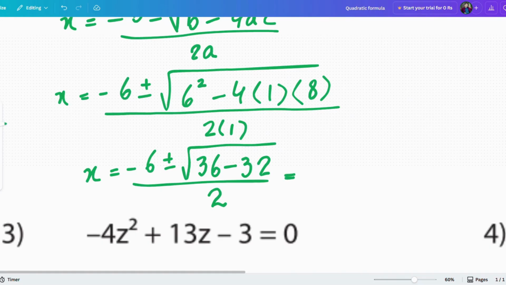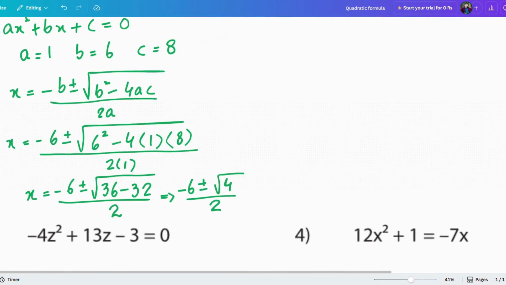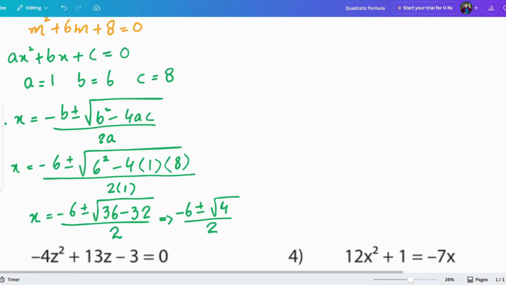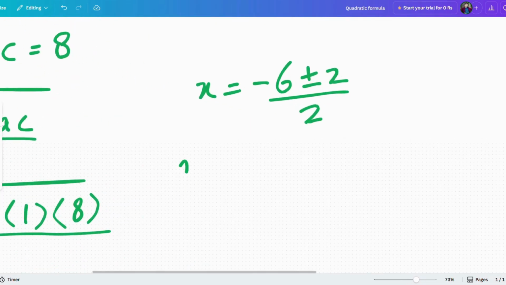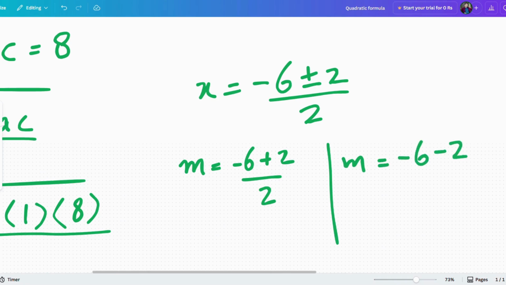Now if I simplify it a little more, it will be minus 6 plus minus radical 4 over 2, right? So now I will write x equals minus 6 plus minus 2 divided by 2. If you look at the variable used in the equation over here, that is m, right? As we are trying to find m, instead of x we can simply put m over here. I will write m equals minus 6 plus 2 over 2, and m equals minus 6 minus 2 over 2.